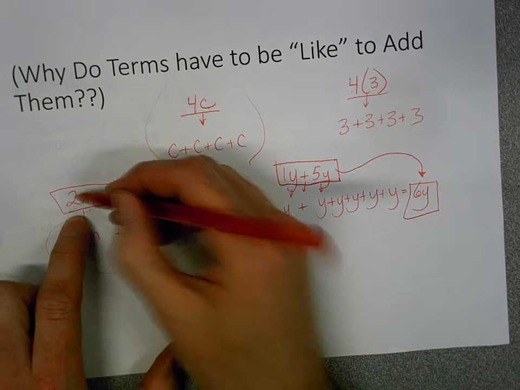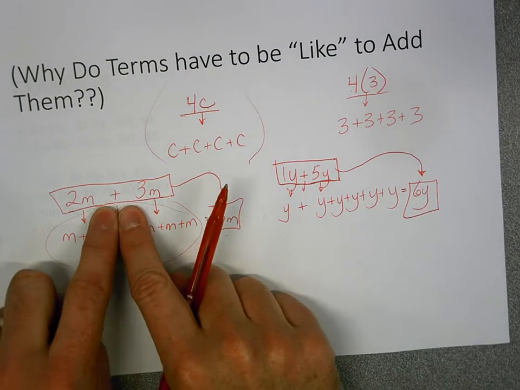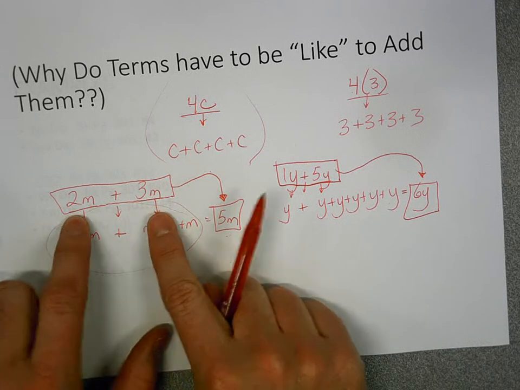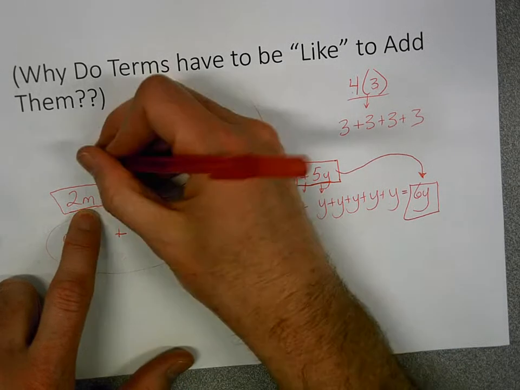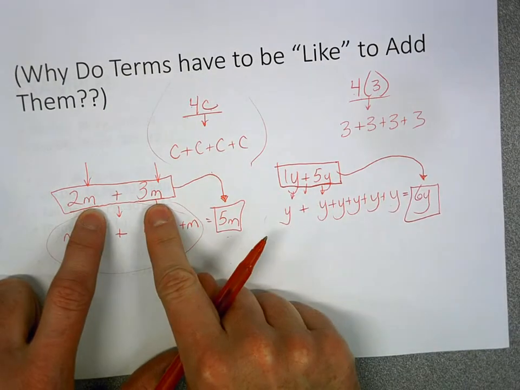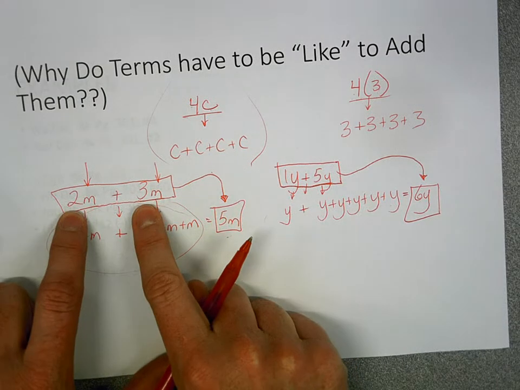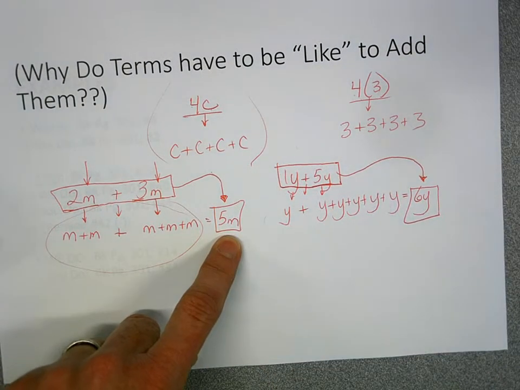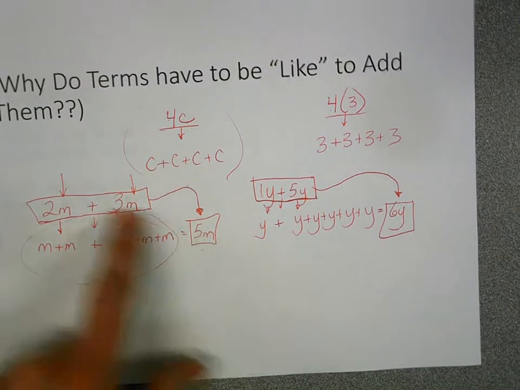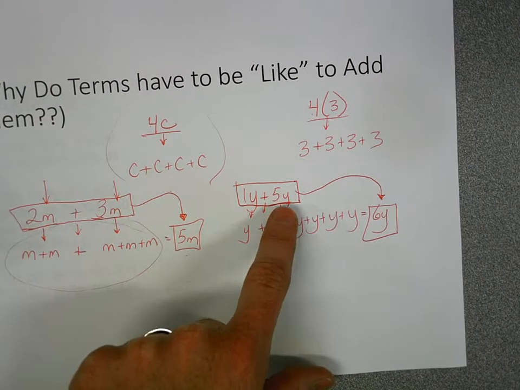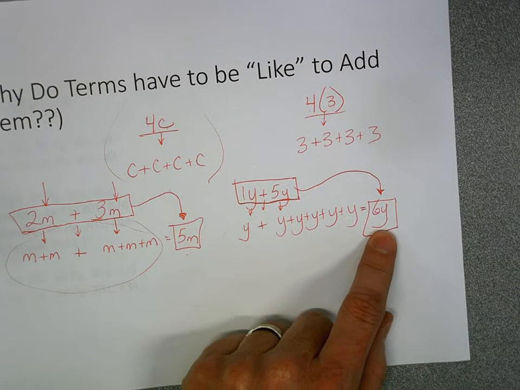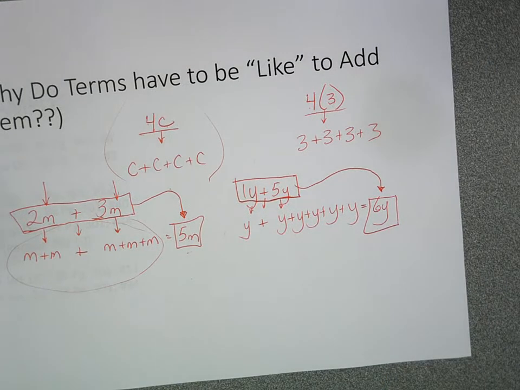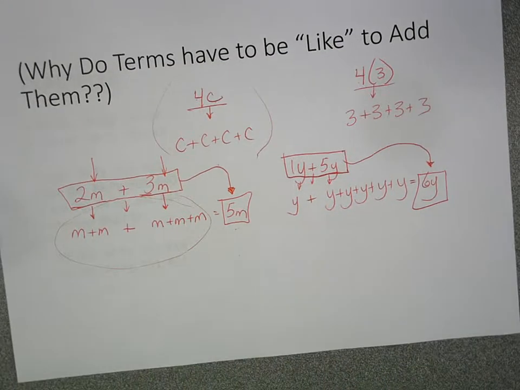So here's the rule. When you are adding terms, first of all, they need to be like terms. And when they are, you add the coefficients to get your simplified term. 2m's plus 3 more m's equals 5m. 1y plus 5y's equals 6 total y's. All right? Nicely done. I saw a lot of hands go up. It looked like a lot of you had a good idea.